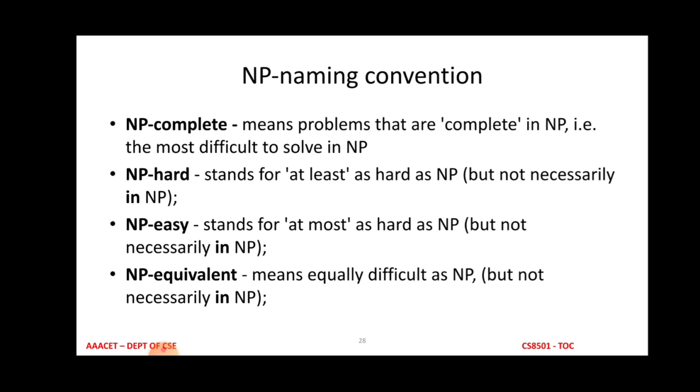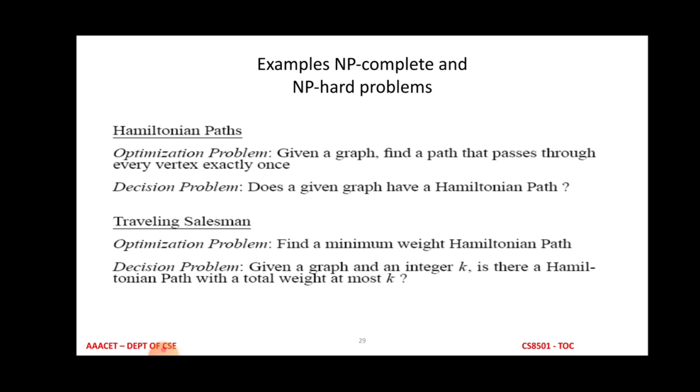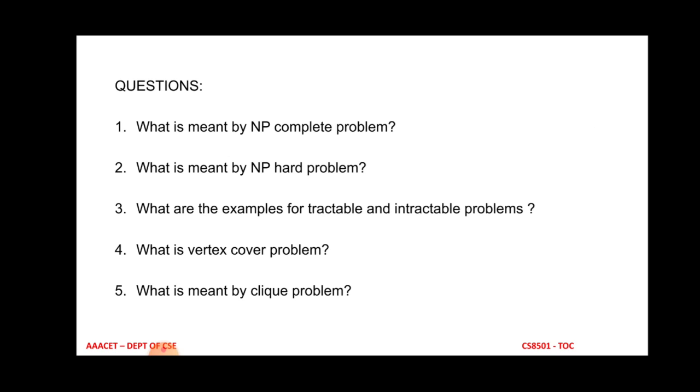The first one, NP complete, should satisfy both properties. The below 3, NP hard, NP easy and NP equivalent, are not necessarily in NP, which means they need not satisfy the first property. If the given problem satisfies the second property, then it can be called NP hard, NP easy or NP equivalent. These are examples for NP complete and NP hard problems. The Hamiltonian path is an example for an NP complete problem, and the traveling salesman problem is an example for an NP hard problem.